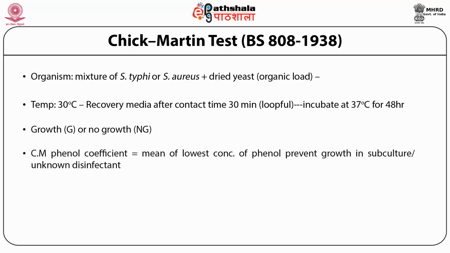The Chick-Martin phenol coefficient is equal to the mean of the lowest concentration of phenol that prevents growth in subculture, divided by that of the unknown disinfectant. The phenol coefficient obtained by the Chick-Martin test is lower than that given by the Rideal-Walker test.